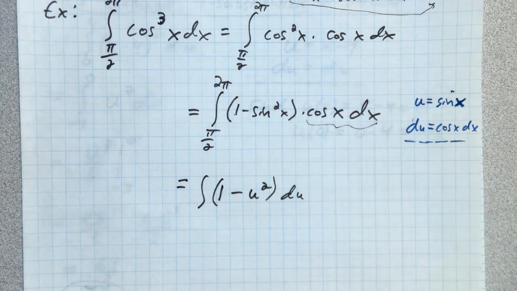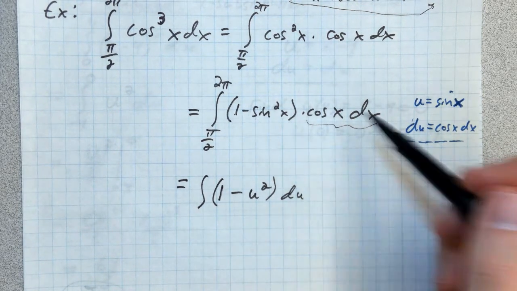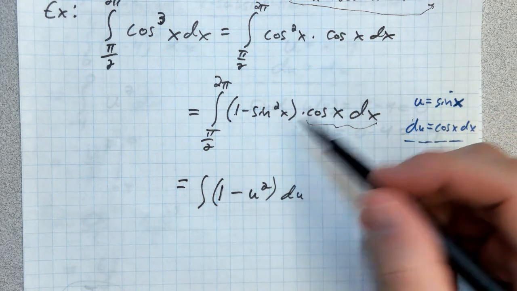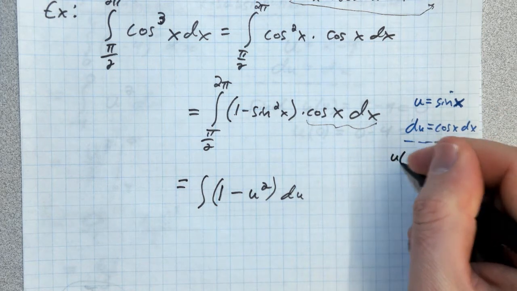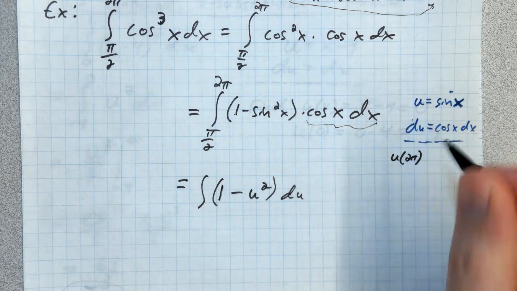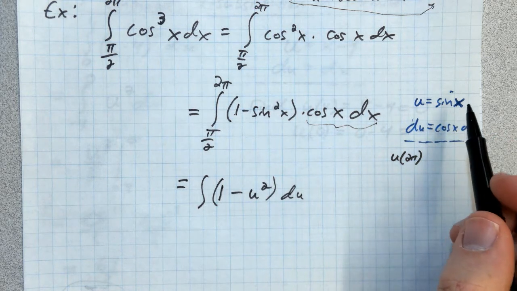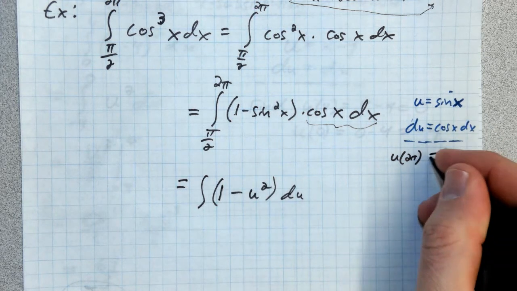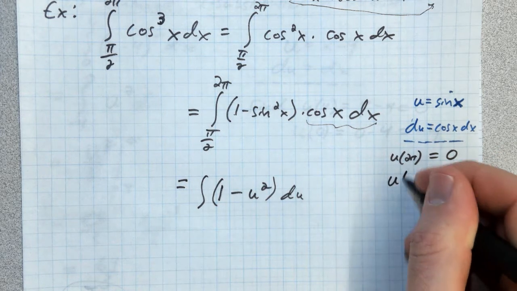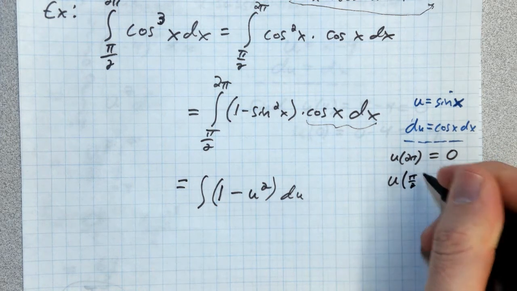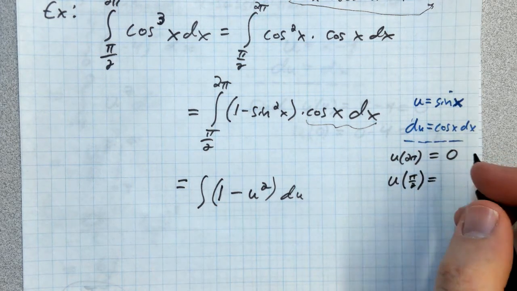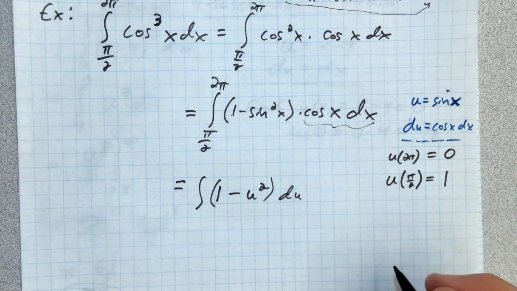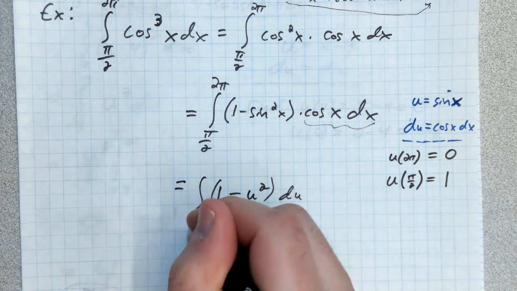So we need to figure out what u of 2 pi is. U of 2 pi would be sine of 2 pi. That turns out to be 0. And then we need u of pi over 2. That's sine of pi over 2. That turns out to be 1. So our bounds then are going to be from 1 to 0.